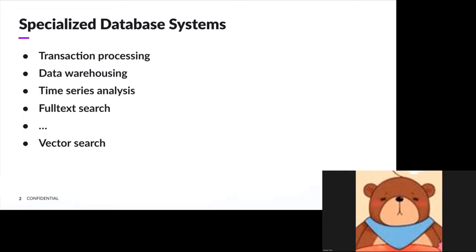The last decade has seen a remarkable rise in specialized database systems. There are systems for transaction processing, data warehousing, time series analysis, full text search, etc. And now the hype goes to vector databases. A belief has taken hold that a single general purpose database is not capable of running varied workloads at a reasonable cost with strong performance, and at the level of scale and concurrency people demand today.